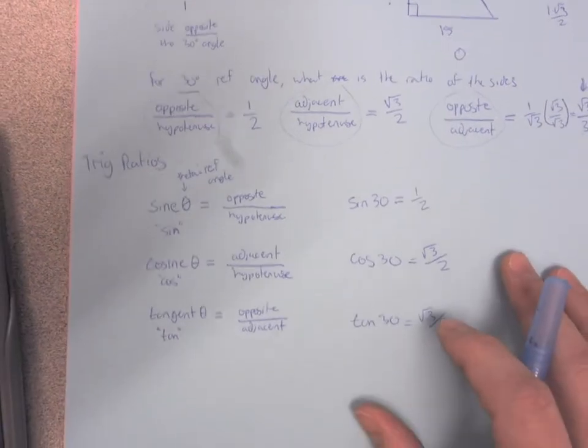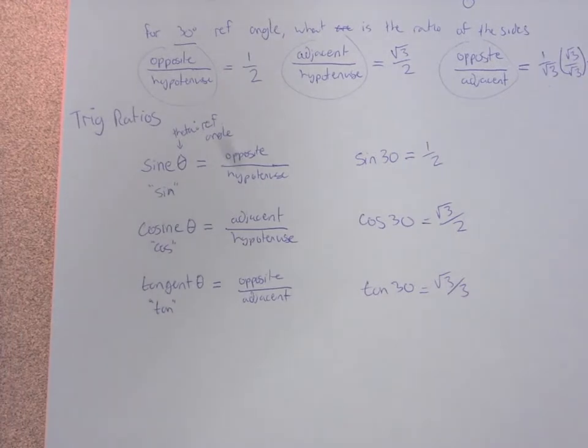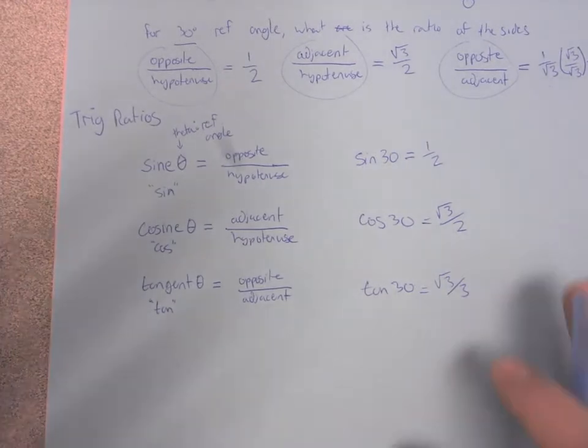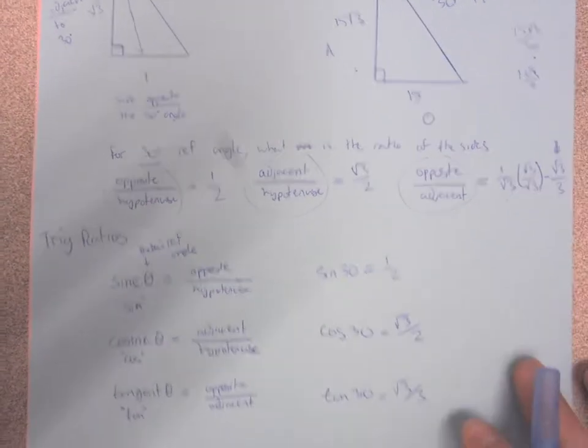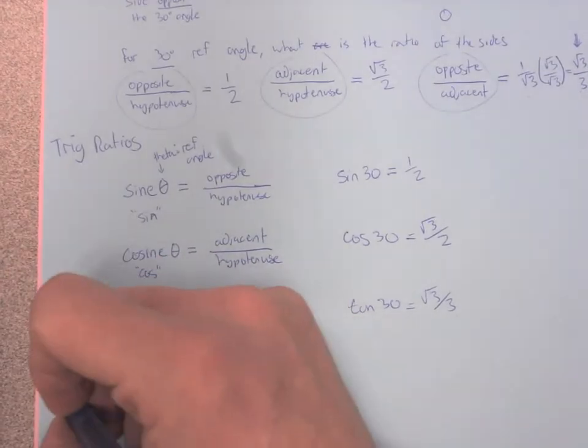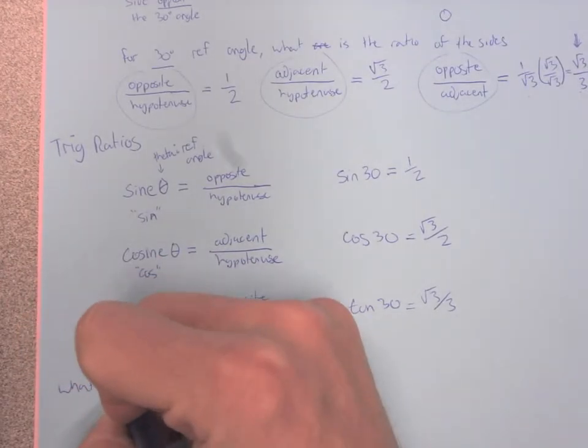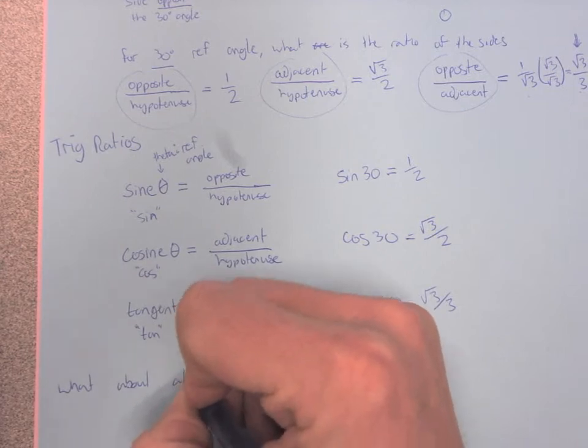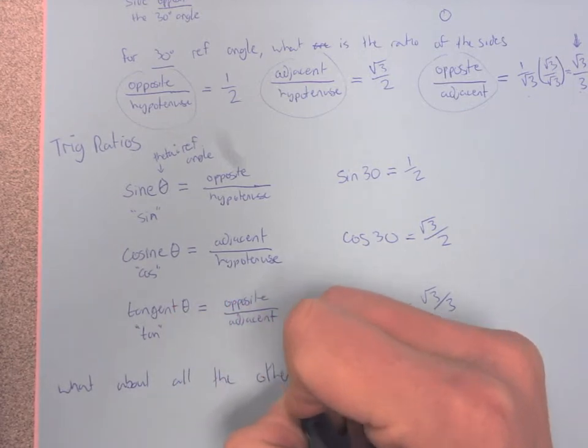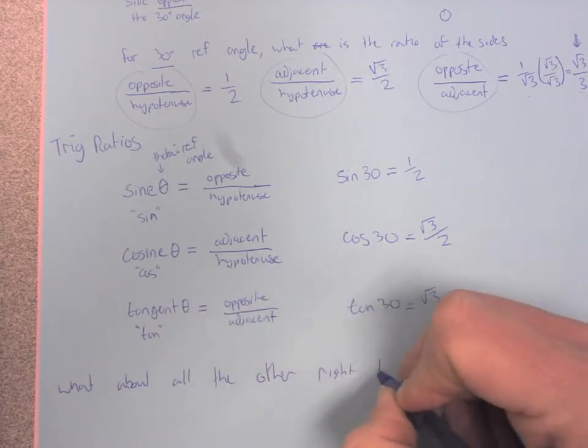So the big question is, what about other triangles? We're talking about the 30-60-90 because this is the one we're familiar with. But we have to talk about the other ones. So what about all the other right triangles?